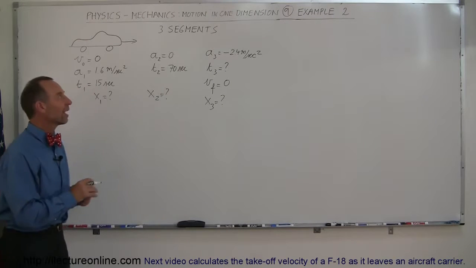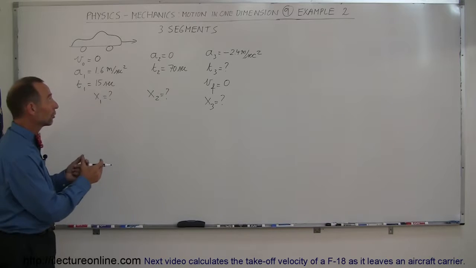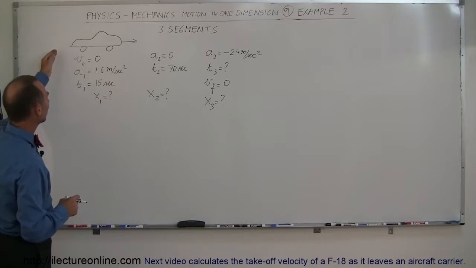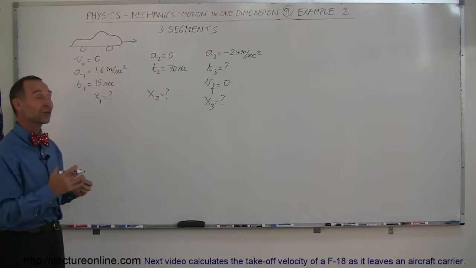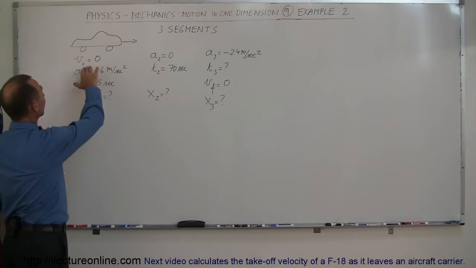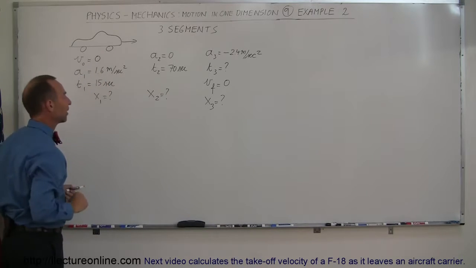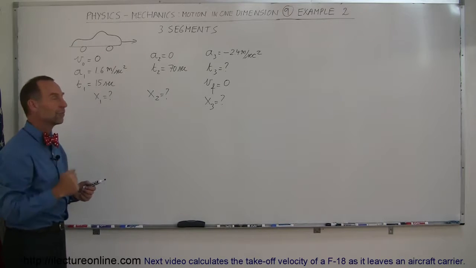And here's our second example of how we can use our equations of motion and graphing to solve another motion problem in one dimension. So here we have a car, and I know it doesn't look much like a car, but that's my level of drawing cars. It starts at 0 velocity. It accelerates at 1.6 meters per second squared for 15 seconds. The question is, how far did it travel during that first 15 seconds?